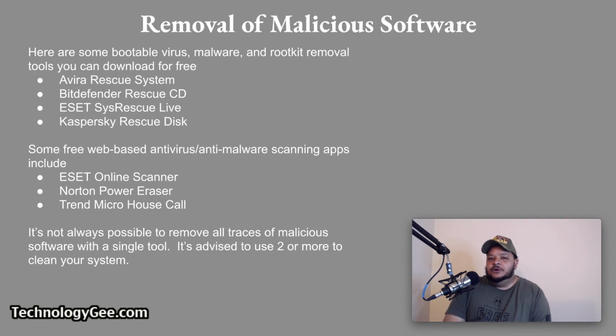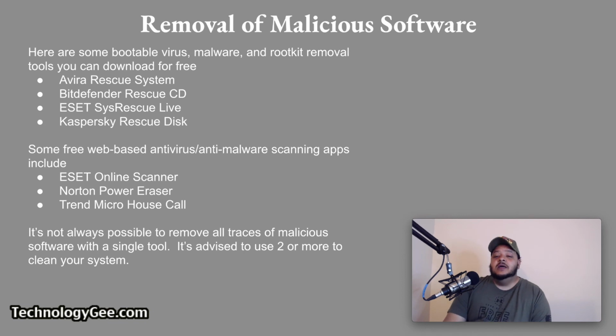So here are some bootable virus, malware, and rootkit removal tools that you can download for free. First one is Avira Rescue System. Then you have Bitdefender Rescue CD, ESET SysRescue Live, and Kaspersky Rescue Disk. Some free web-based antivirus, anti-malware scanning apps include the following: ESET Online Scanner, Norton Power Eraser, and Trend Micro HouseCall. Now understand, it is not always possible to remove all traces of malicious software with a single tool. It is advised to use two or more to clean your system.